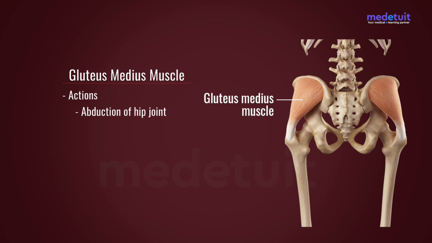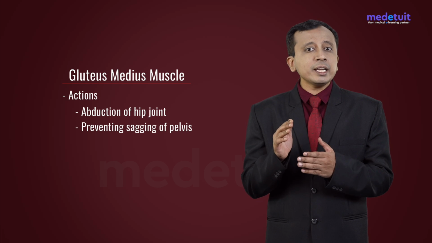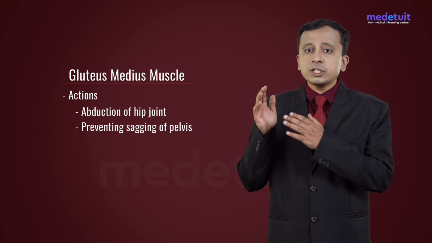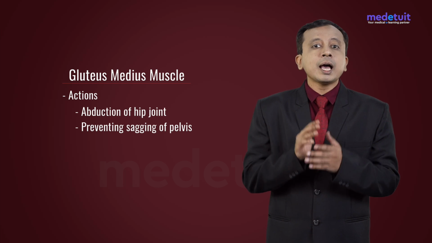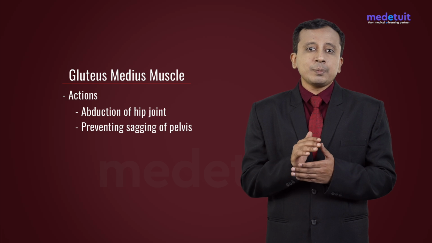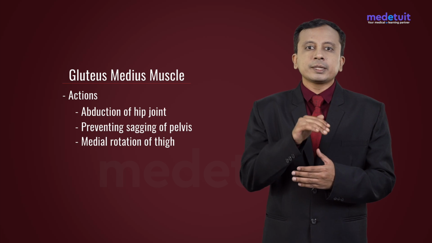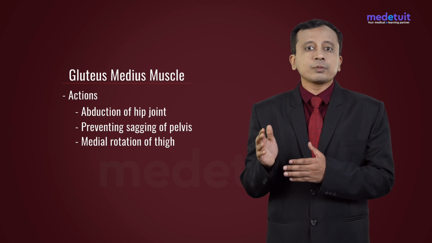Acting from below along with gluteus minimus, this will be helping for preventing sagging of the pelvis on the unsupported side of the pelvis during locomotion. Apart from this, this will be helping for medial rotation of the thigh along with the combined action of gluteus minimus muscle.